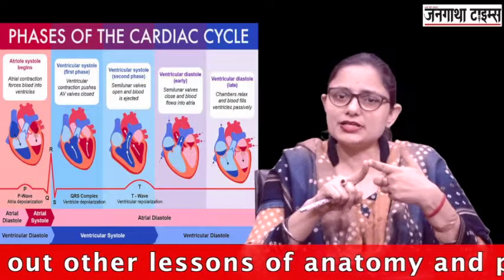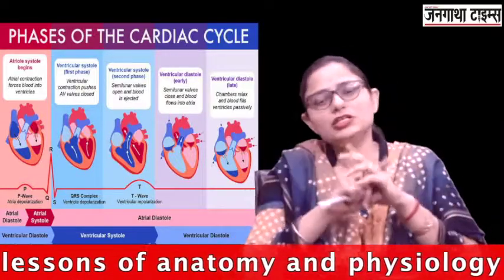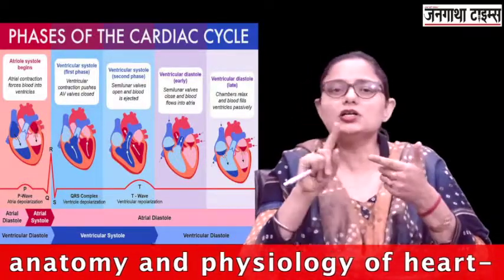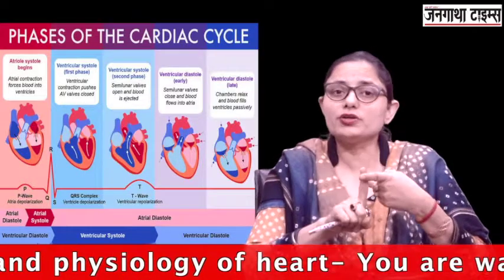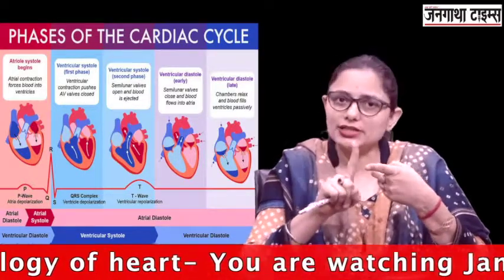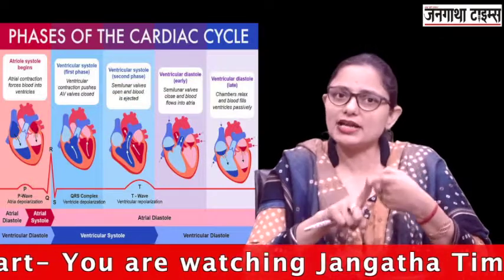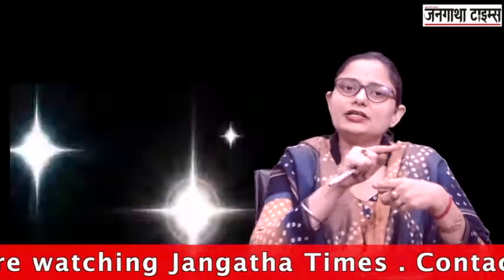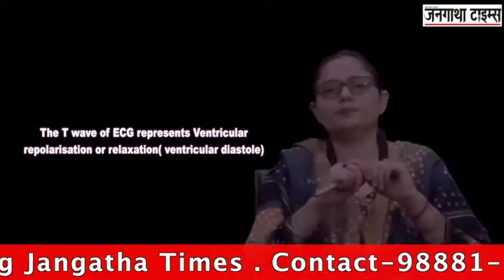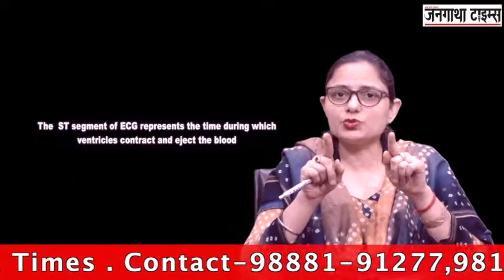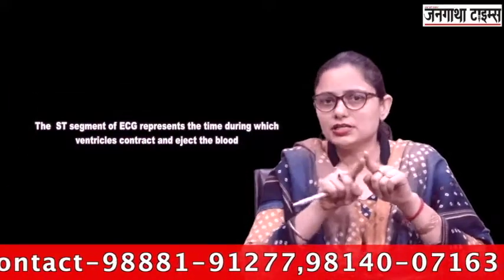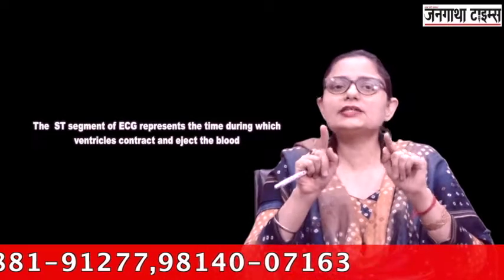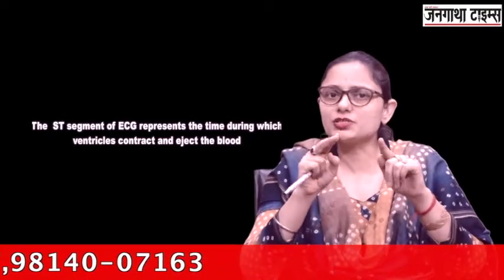Now this is represented by the T wave on the ECG. The ventricular repolarization or the ventricular diastole or the ventricular relaxation is indicated by T wave on the ECG. Now the ST segment, which is left in between this ECG wave, it indicates the time when the ventricles are ejecting the blood out of them.